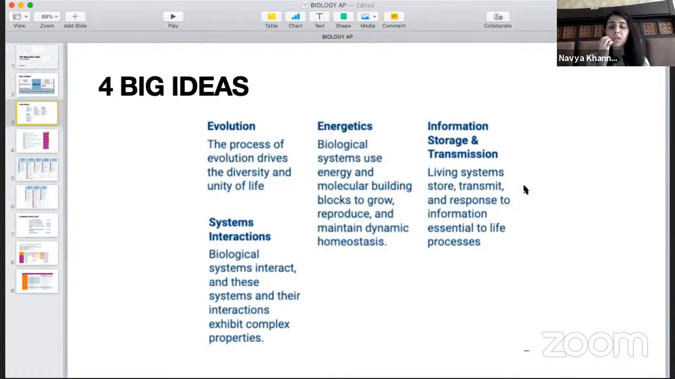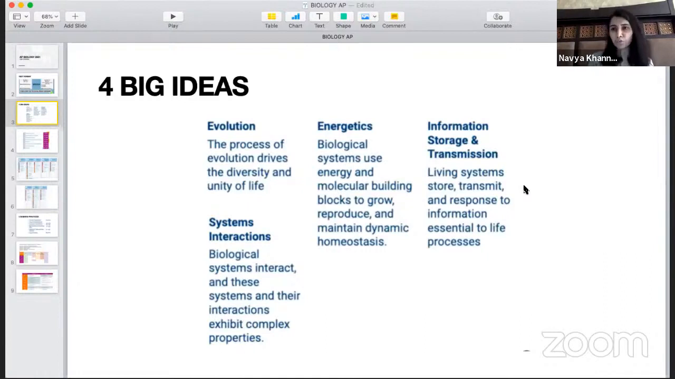Energetics talks about how the biological system, be it for an animal, be it for a human, how does that evolve, and how does the molecular building, the functions that a cell carries out, how does that happen, right? So reproduction, maintaining homeostasis. Homeostasis is the baseline state of your body, right? So how is that maintained for each and every cell, right? At a cellular level, how does that happen? That's energetics.